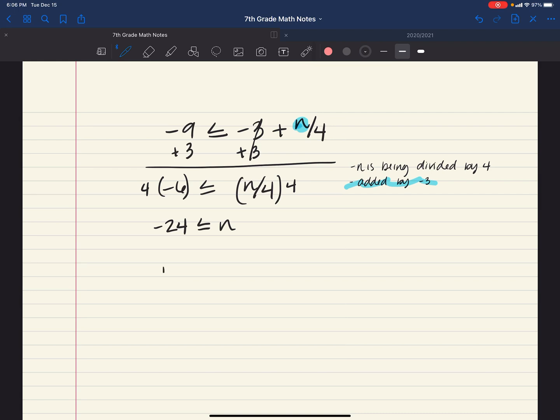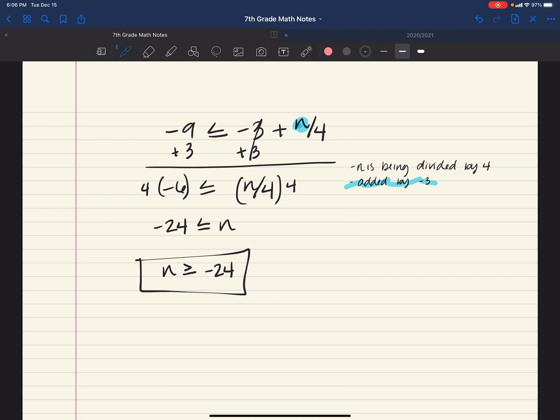But we do need to write it to where the variable is on the left side. And since n is on that greater than side, I need to make sure n is still on the greater than side. And since -24 is on the less than side, I need to make sure -24 is on the less than side. So this is my final answer.